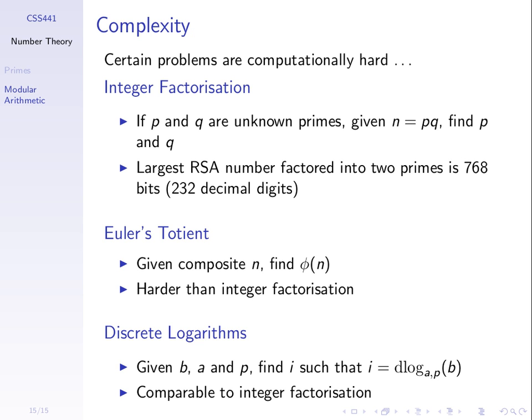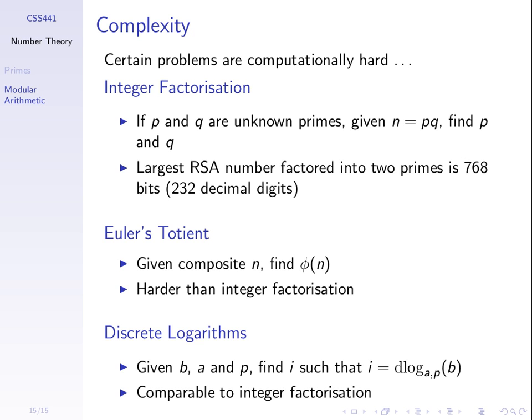integer factorization, which is, and we'll see it for our security, given some number n, we know n was made up of multiplying 2 primes together, p and q. I give you n, find p and q. If n is large enough, you will not be able to find p and q. That's the problem there. Where p and q are primes, find them, well, that's considered, there are no known algorithms that will do it within reasonable time.